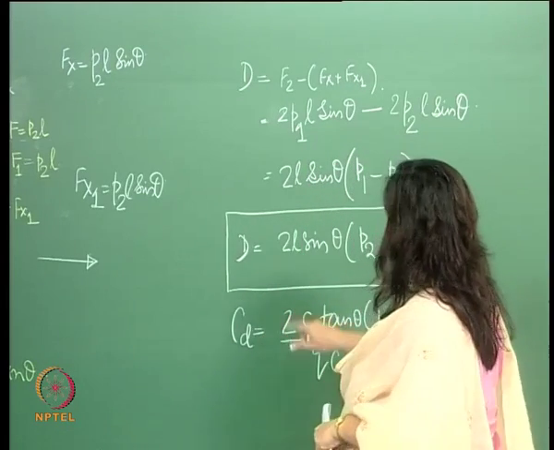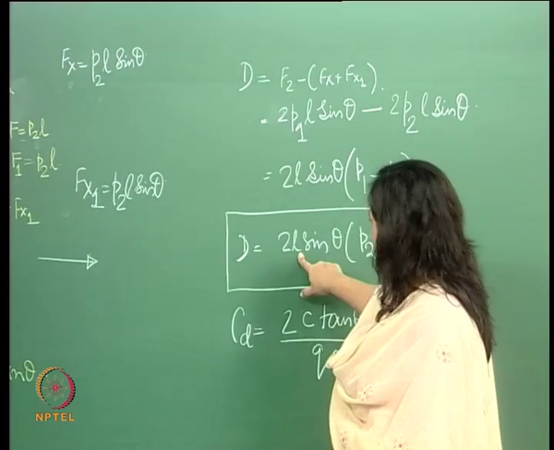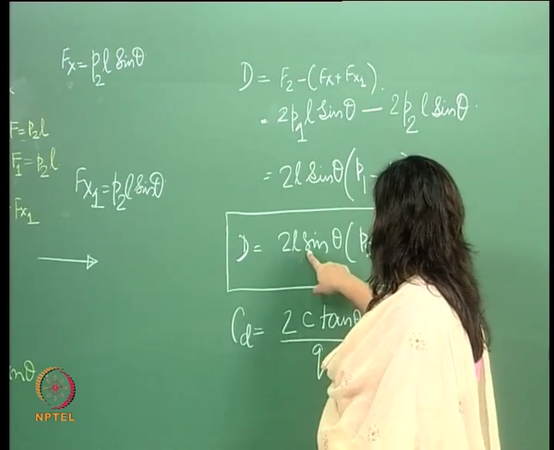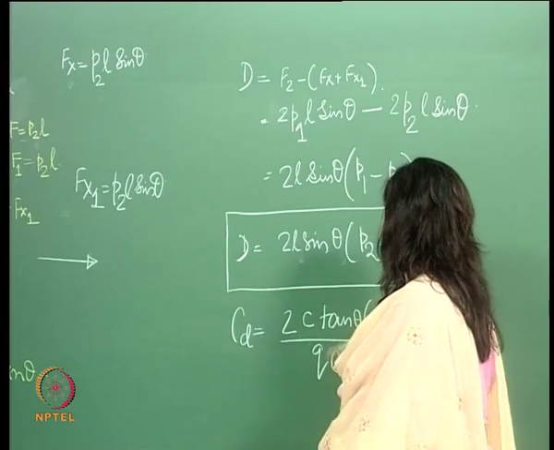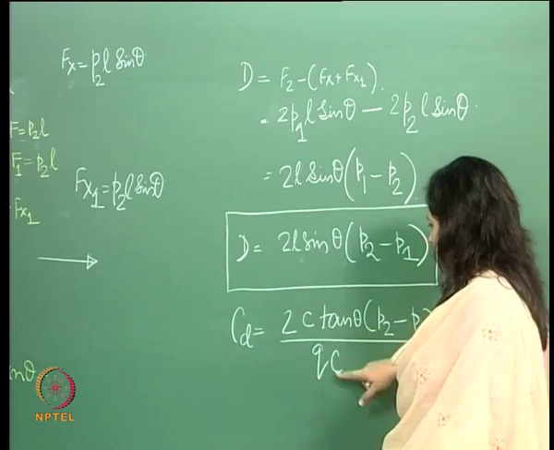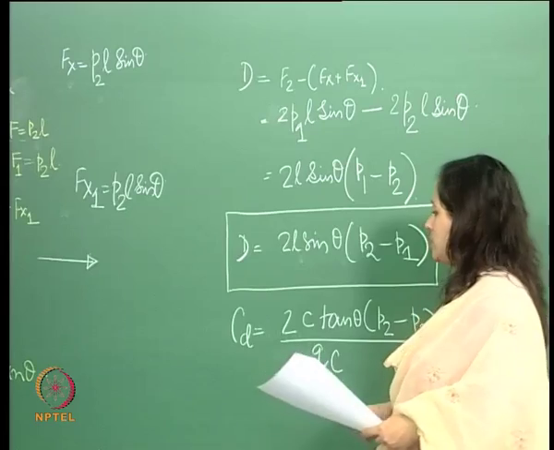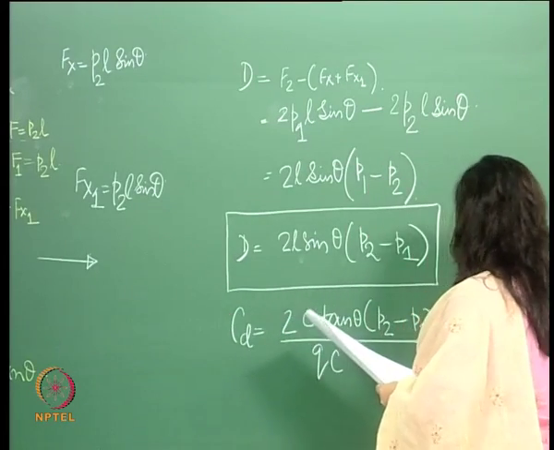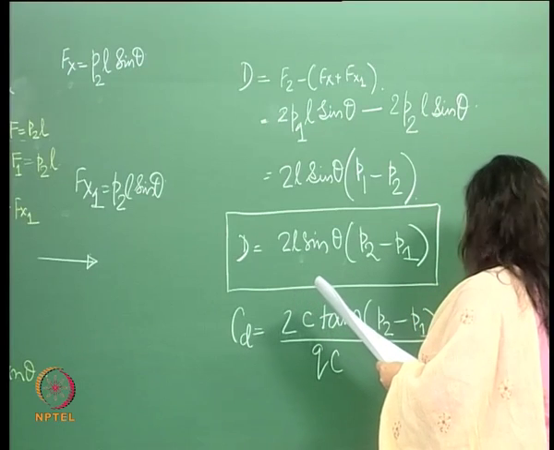You get that? I replace this L by C by cos theta. So C comes here, and then by cos theta becomes tan theta. So then we get this. The C and C sort of cancel out over here, right? So then what we get here is essentially this.